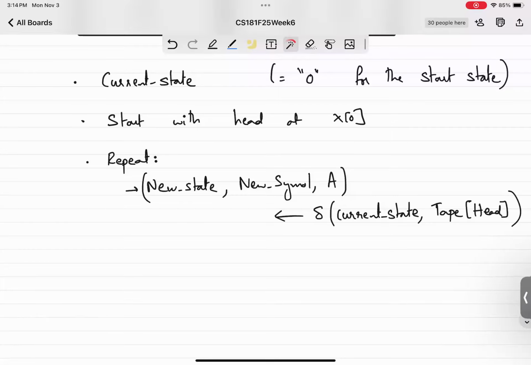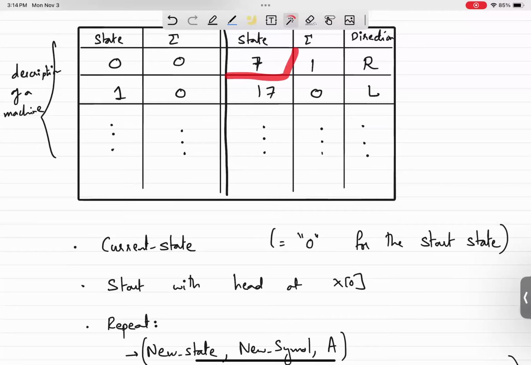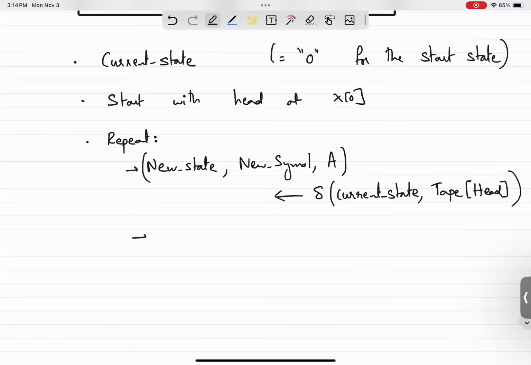Okay. So I look up that information and then read out, okay, what should the new state be? What should the overwriting symbol be? And what direction should the head move? Okay. So you just do those things. So you say first, maybe current state is going to be updated to new state.